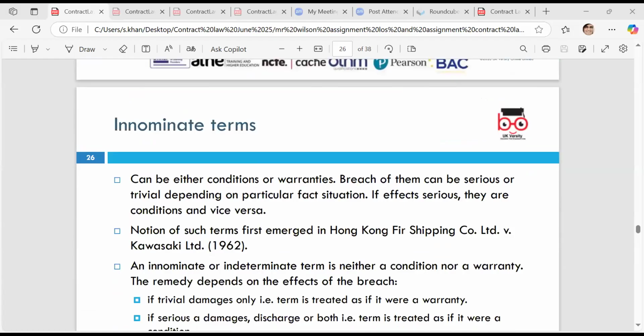Then we've got innominate terms, which can be either conditions or warranties. They can be both.